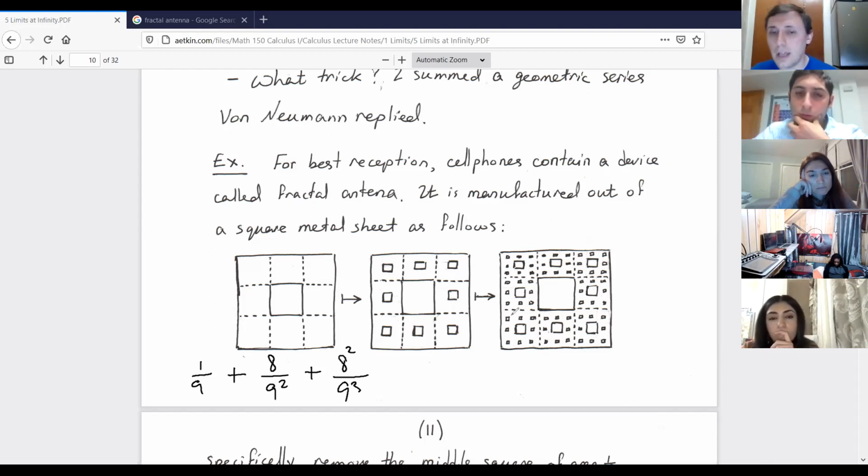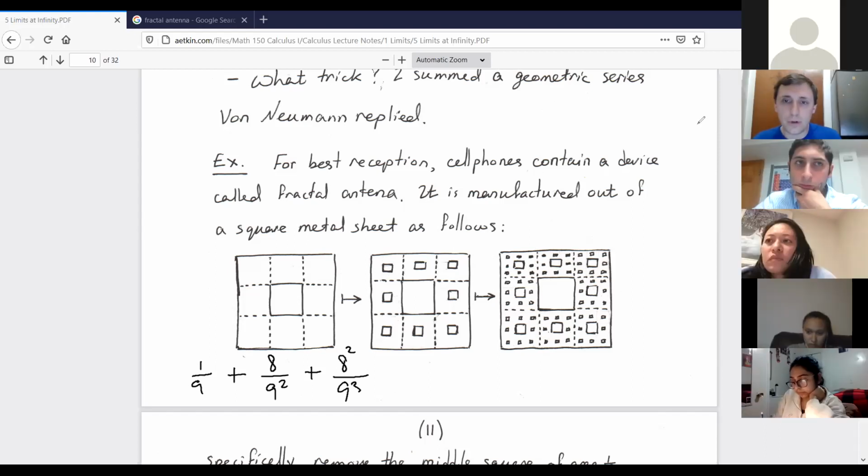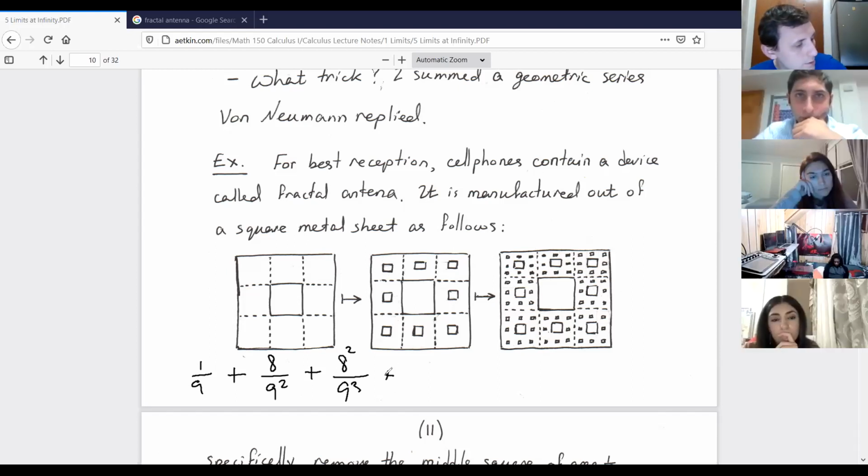And of course, then you look at those, they become very tiny. You continue doing that forever. You understand? You do it further and further and further. It's not over, this process. So the next layer is 8 cubed over 9 to the 4, and so on. Clear?